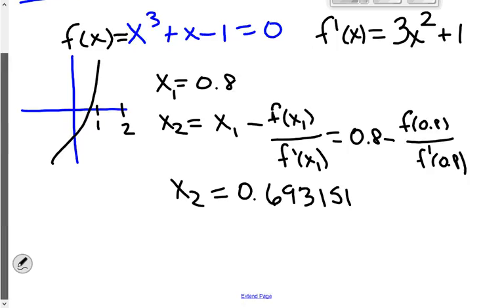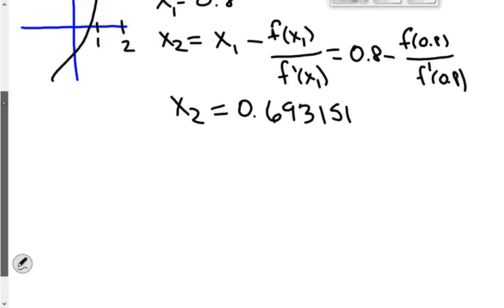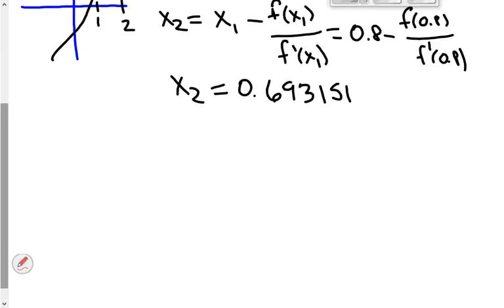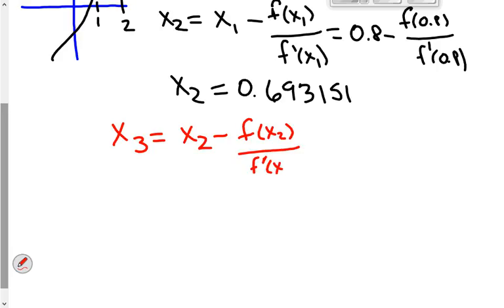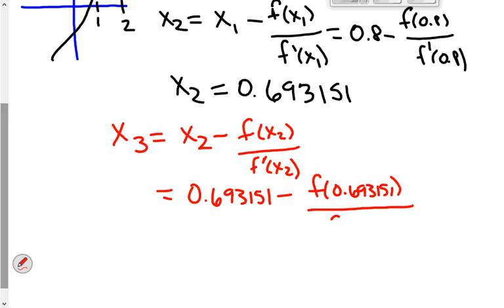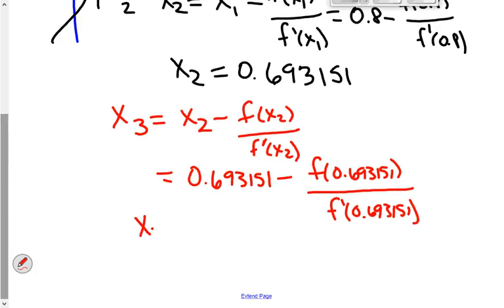Excellent. So that's my first iteration here. My next iteration is x3. That's going to be x2 minus f of x2 divided by f prime of x2, or 0.693151 minus f of 0.693151 all over f prime of 0.693151. So what do we get for x3?